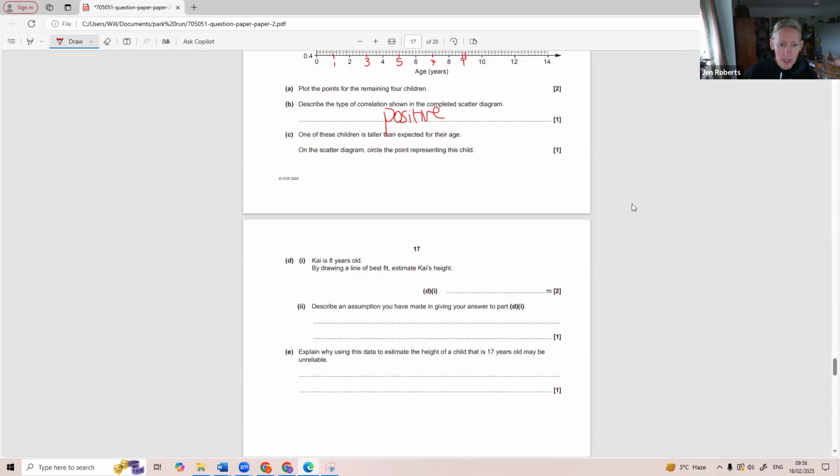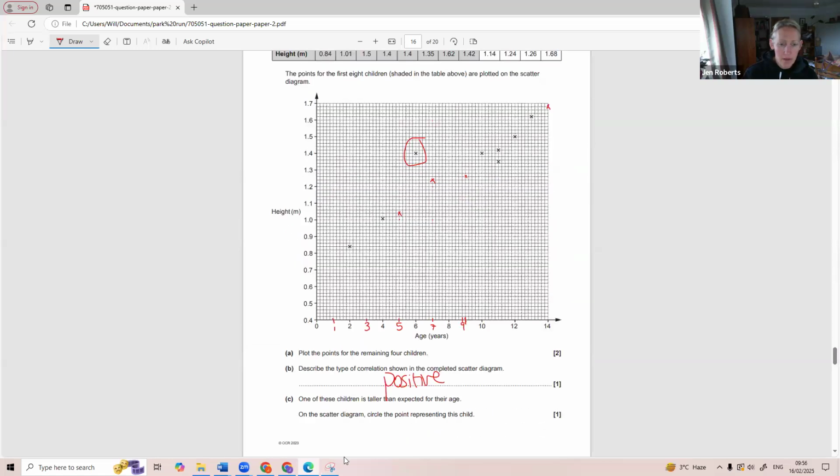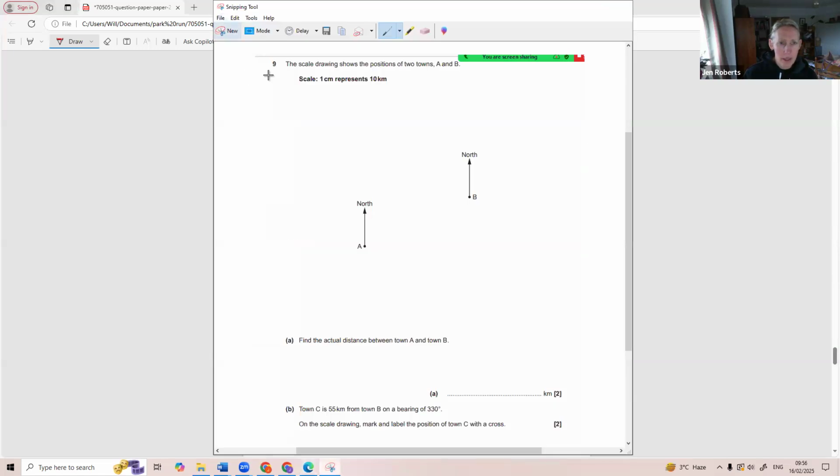Kai's 8 years old. By drawing a line of best fit, estimate Kai's height. Right, I need a ruler for this. I'm going to snip it.